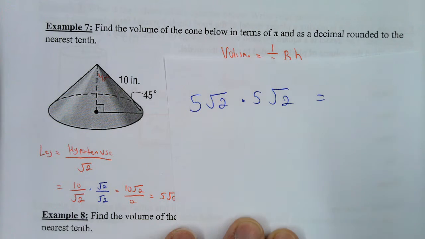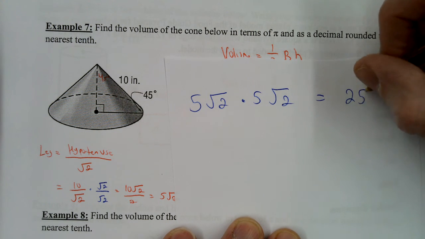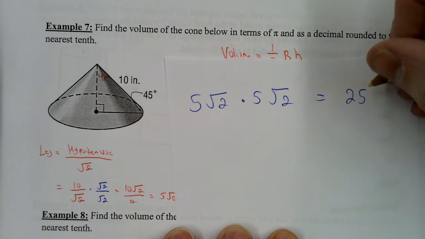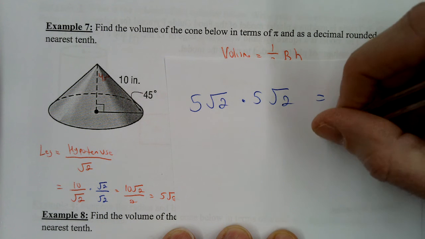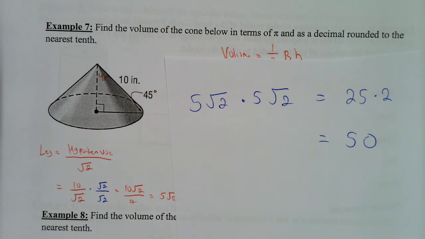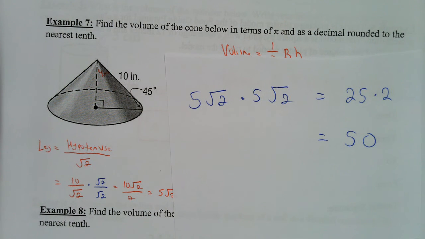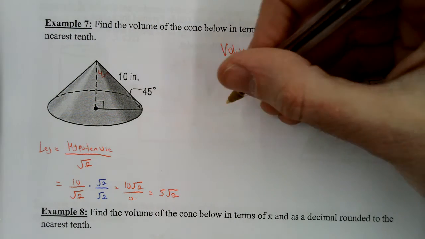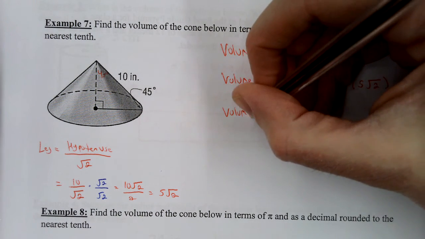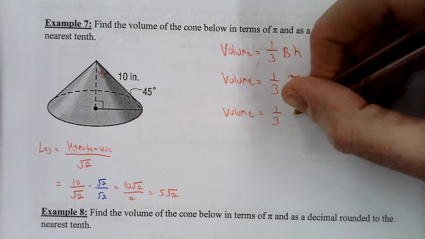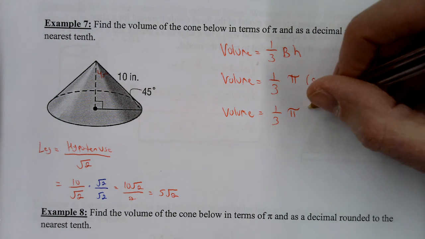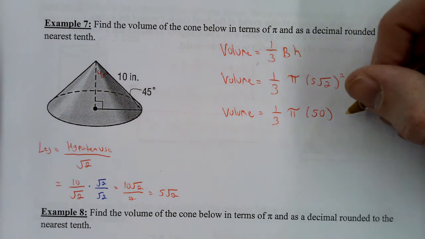Well, 5 times 5 is 25. And square root of 2 times square root of 2 is 2. It equals 50. Okay? So I'm going to say volume equals 1/3 times pi times 50 times 5 square root of 2.